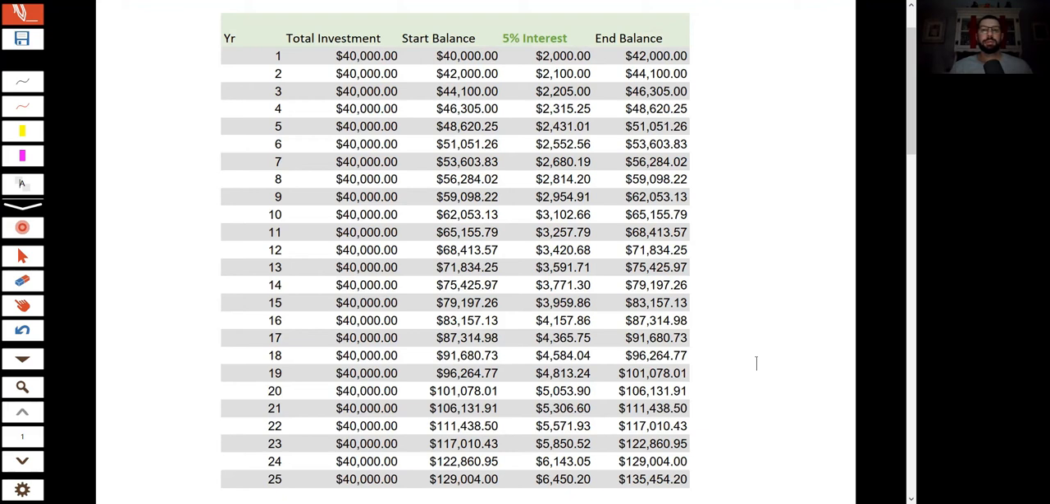So what you'll see is at the end of year one, the end balance would be $42,000 because 5% of $40,000 is $2,000. And then following in year two, you would then be earning 5% off of not $40,000, but $42,000. So on and so forth. So you get to year five. Your account balance at the beginning of year five is $48,620.25. You are now earning 5% off of that amount compared to $40,000 in the first year. So basically what's going on here is you have compound interest. You have no interruptions with this. You are earning 5% every single year.